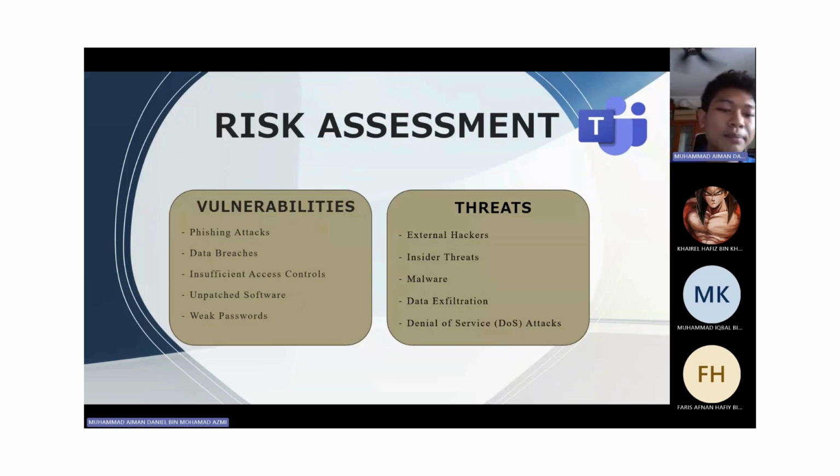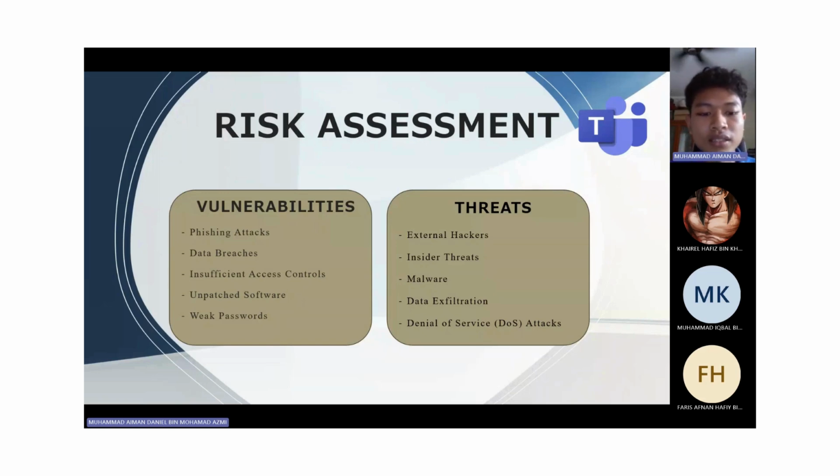And the next one is unpatched software. Delays in applying software updates and patches can leave the Office 365 platform vulnerable to known exploits and attacks. As we all know, some employees may delay software updates or just ignore them. So it may lead to the impact, which is that exploitation of unpatched vulnerabilities can compromise system integrity and data security.